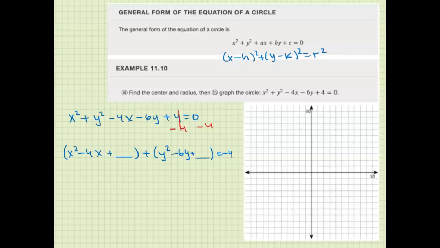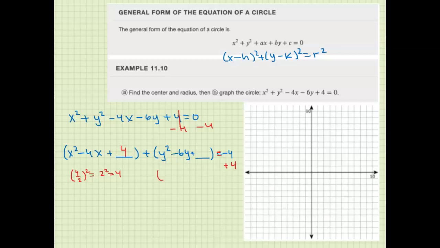Okay, so those spaces are going to be filled with the magic numbers that complete the square for each of them. Remember, to complete the square, you take the coefficient of the x, divide it by 2, and square it. So we're going to have 4 over 2 squared, which is 2 squared, which is 4. So 4 completes the square here. But because this is an equation, you have to also add 4 to the other side so you don't mess up the balance.